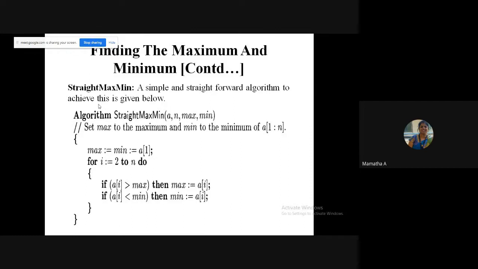Now just tell me which are the basic operations in this algorithm. Since I'm finding max and min, which are the basic operations? In max, when you found the maximum in the array, which was the basic operation? Comparison, ma'am. This was the basic operation. And you also remember how many times this comparison was made?